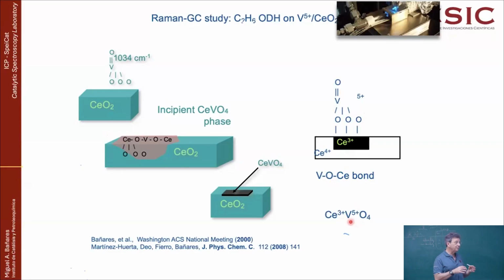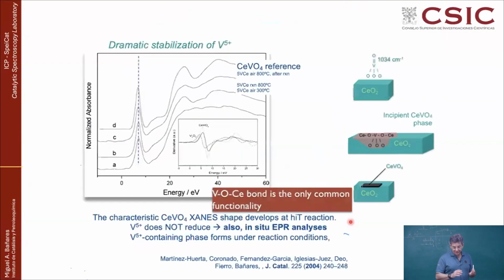How can we verify that indeed vanadium ceria and the incipient cerium vanadate are very much alike? How can we be sure that the vanadium is 5 plus always? And how can we be sure that the cerium at the interface with vanadium is 3 plus? Well, Raman cannot tell you all these things, but the synchrotron technique can help you, directly or indirectly.